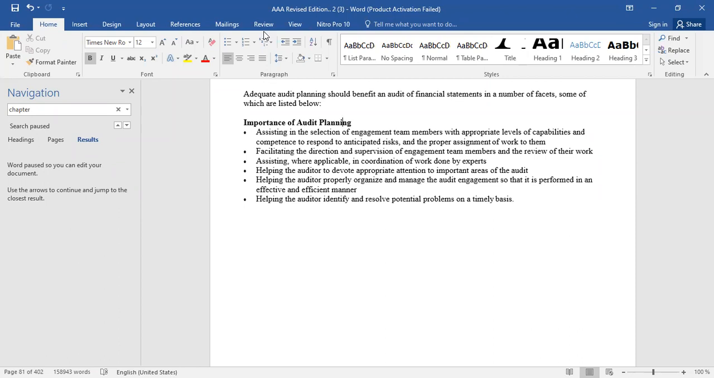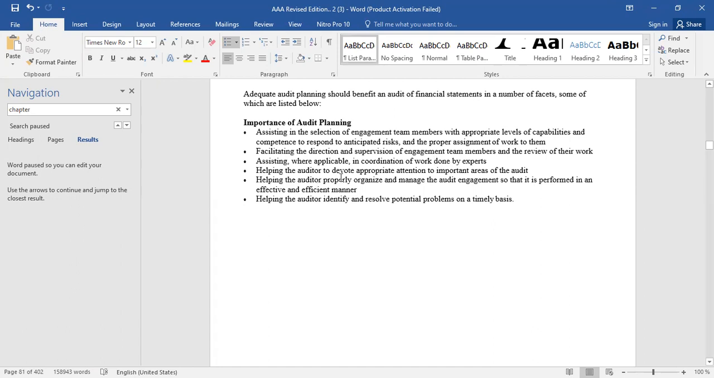The next one, it assists where applicable to coordinate with the work of an expert. If you plan very well, then you know when you can bring in an expert and when you can actually add some specialized group of people. Maybe you need somebody who's quite experienced, even if not an expert. So through planning, you can easily coordinate well with other professionals or experts or people who have experience or skill.